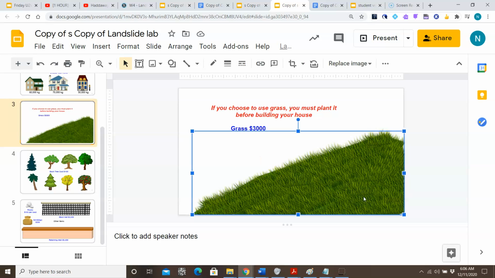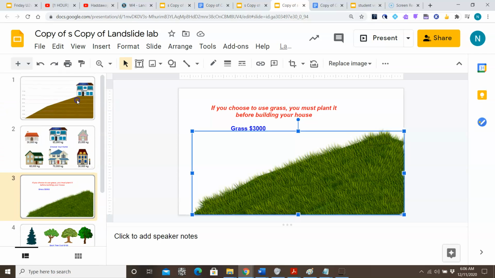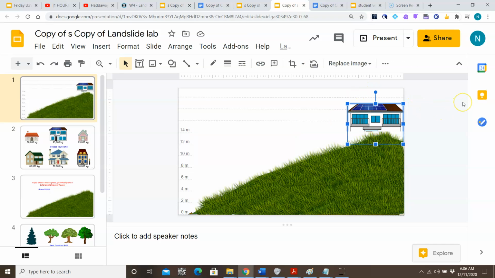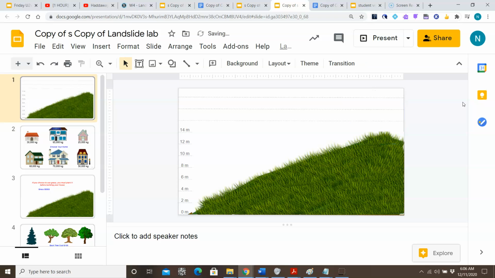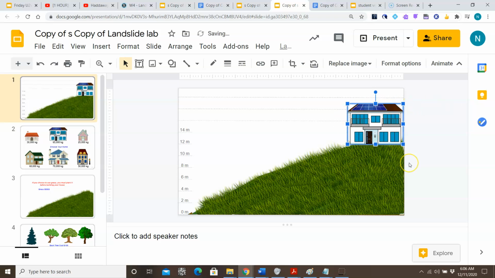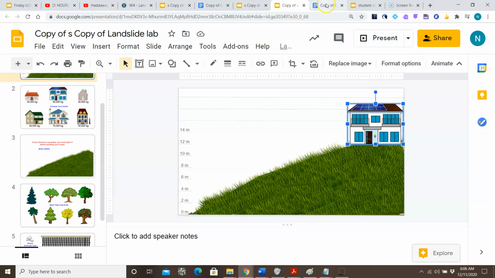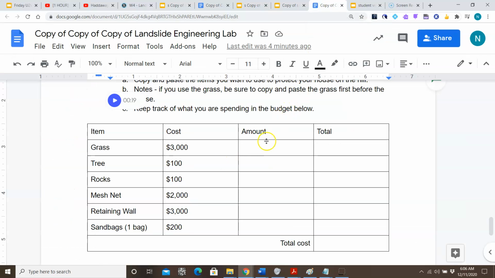So I'm going to do Control C, and then Control V. When I do that, it covers the house. I can change that by clicking on the house and doing Control X and Control V. So I cut it out and then repasted it. All right, now I've got my house. It looks good. I've used $3,000. In my budget, this is the important part, I used some grass, so I'm going to put 1 here, and multiply the amount by the cost. 1 times 3,000 means the total I've spent so far is $3,000.